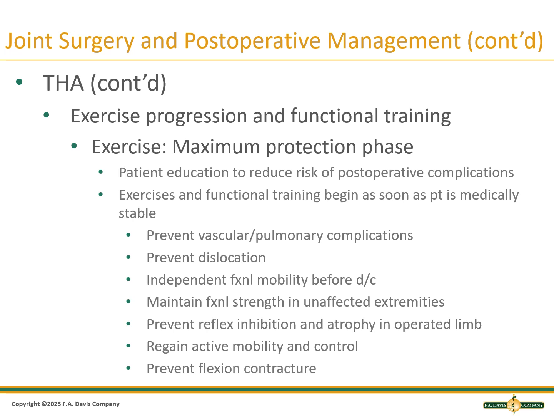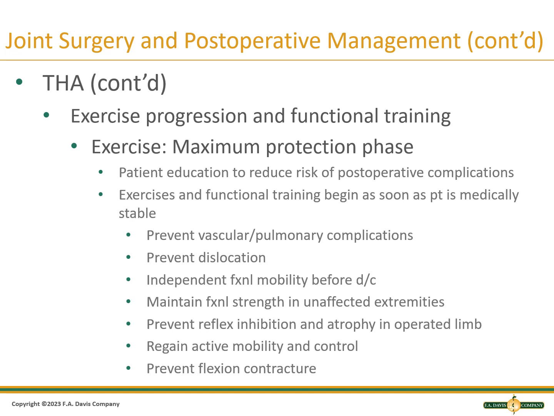We want to prevent reflex inhibition and atrophy in the operated limb, so we want to make sure that we are limiting the effects of things such as pain inhibition or swelling inhibition, and helping the patient promote muscle firing, especially again utilizing isometric exercises to get that neural signal to the muscle and get the muscle awake and firing as needed.